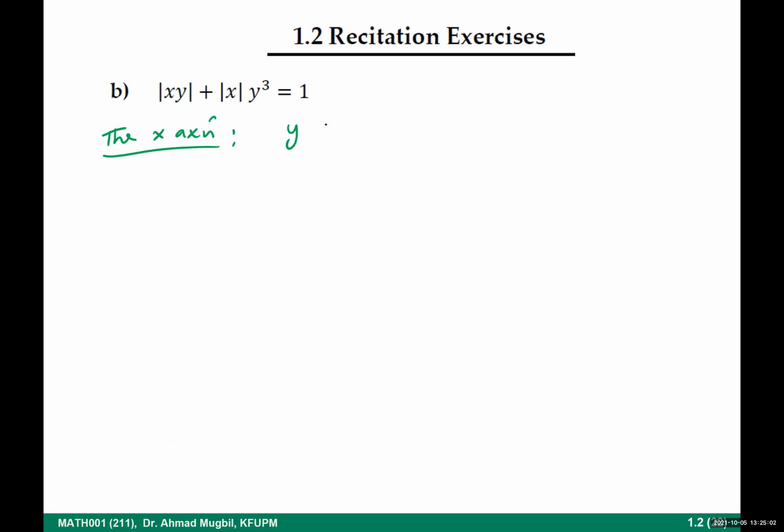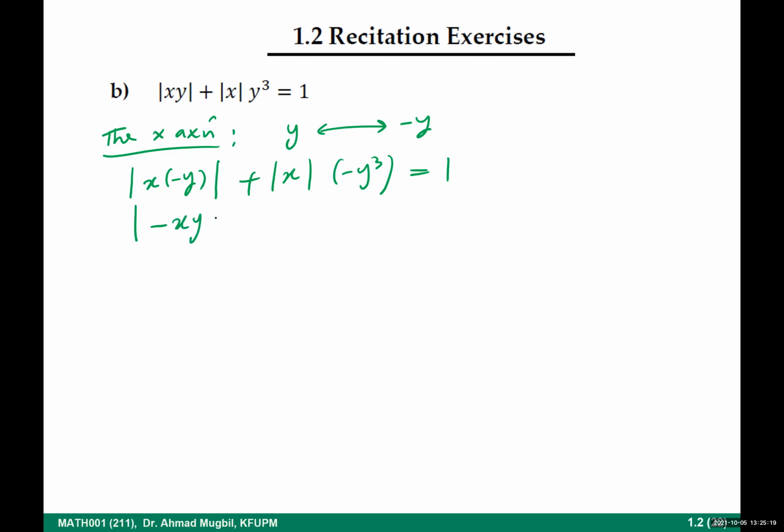We will replace y by negative y. So it will be what? x multiplied by negative y plus the absolute value of x multiplied by negative y to the power 3 equals 1. What is this? This is negative xy. Is that right? Plus the absolute value of x.